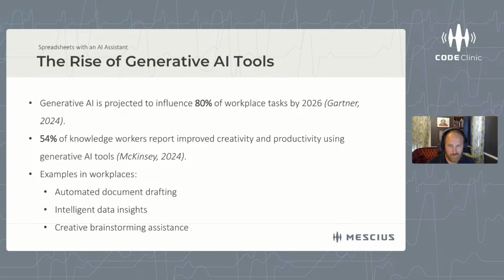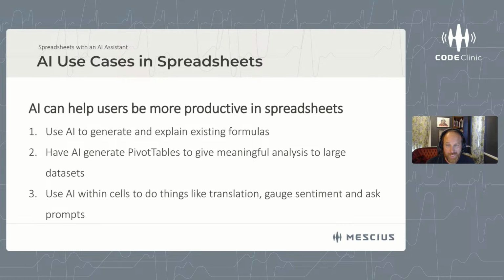There are an infinite number of ways you can use AI in the workplace. Some examples are automated document drafting, intelligent data insights, creative brainstorming assistants, and our main topic today, which is AI in spreadsheets.